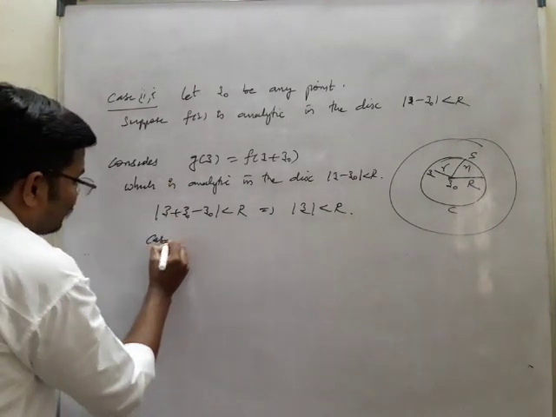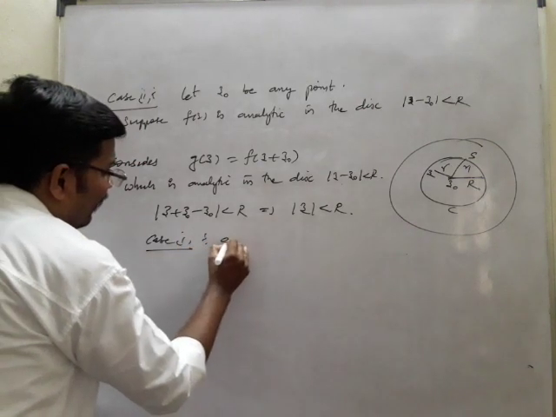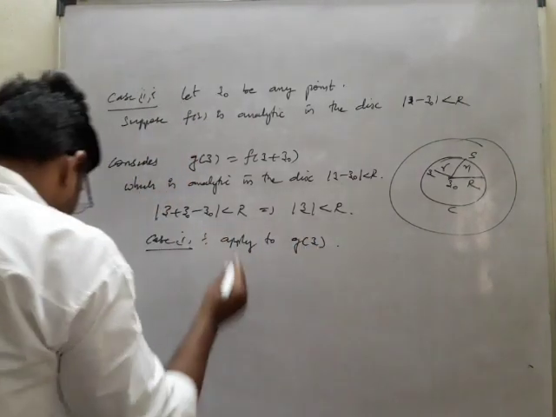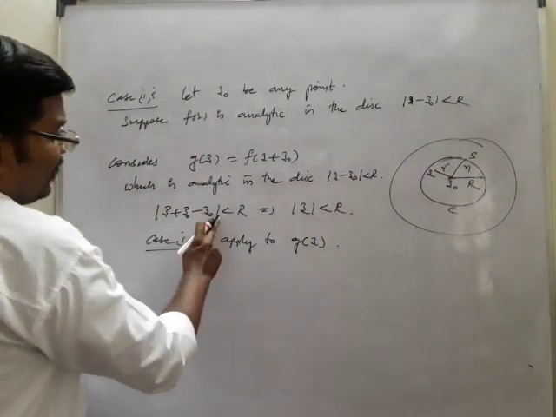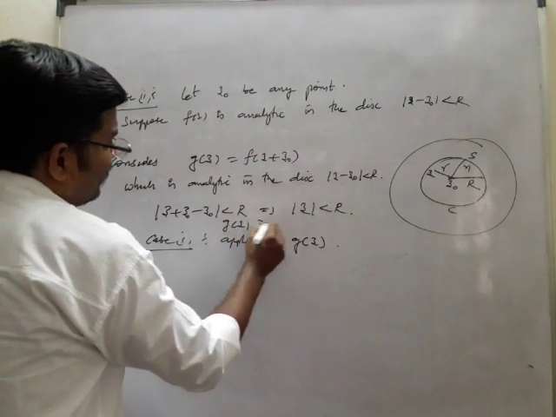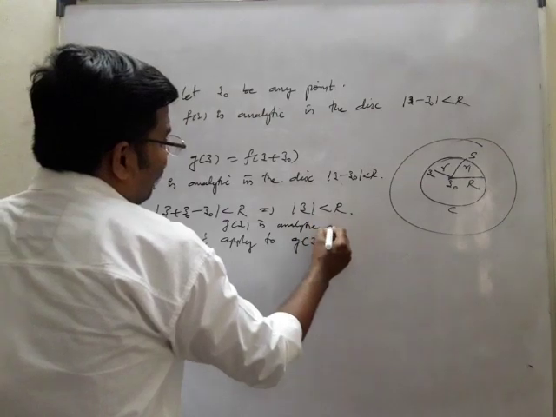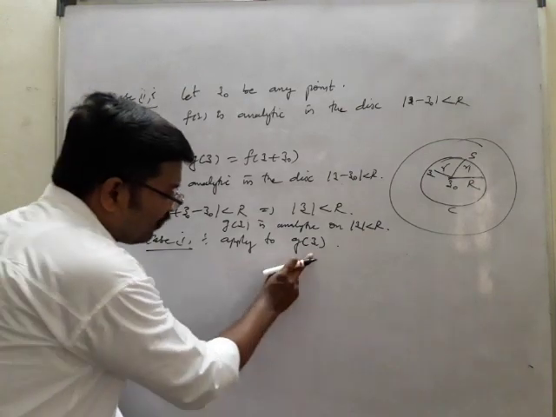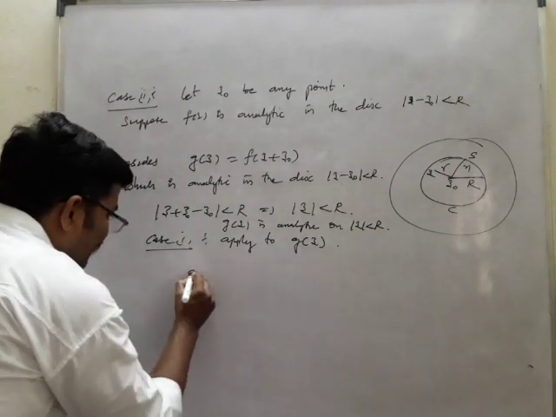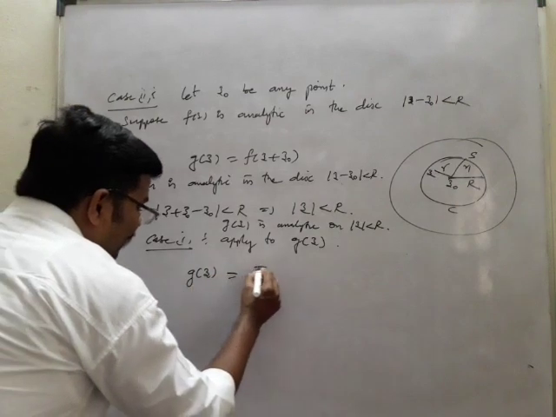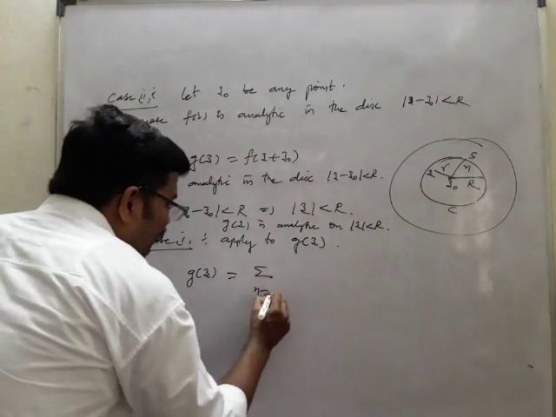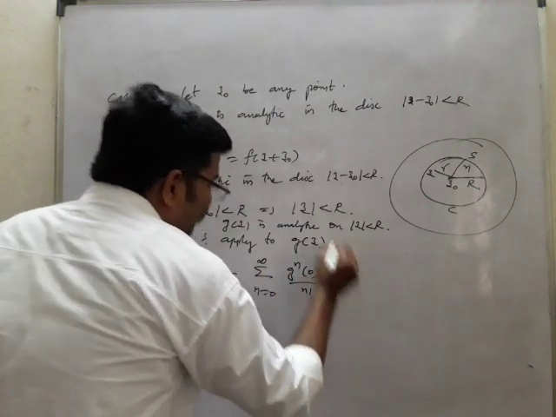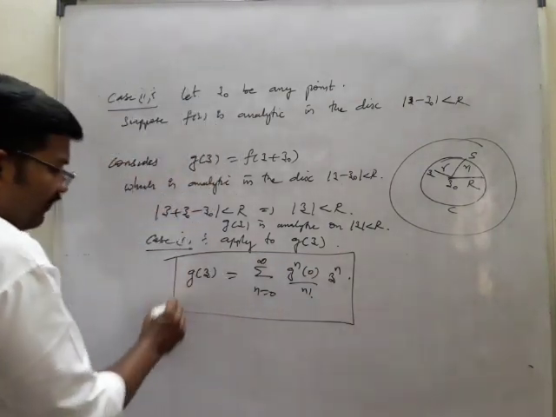Case 1, we'll apply case 1 to g of z. Since g of z is analytic on mod z less than r, I am applying case 1 to g of z. So instead of writing f of z, I am writing g of z is equal to summation n equal to 0 to infinity g power n of 0 by n factorial into z power n. This is what we got from case 1.